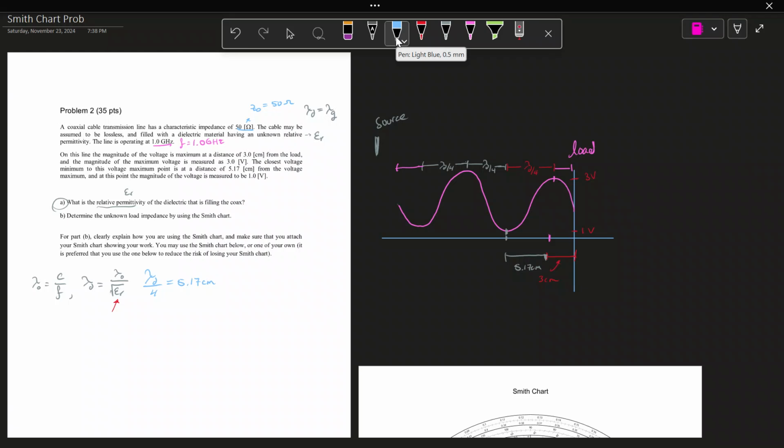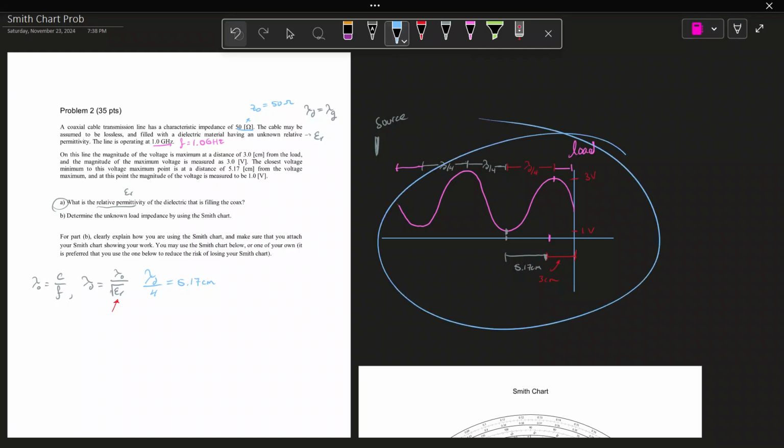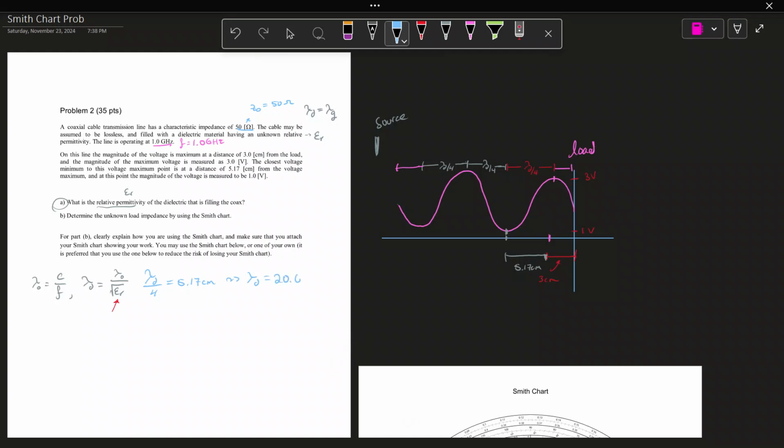You have to know right away, even if it tells you to not use the Smith chart, draw this out, because it will help you understand how the wave is acting, what the properties of this wave are, how far up it's going, how far down it's going in voltage, how far the wavelength is, and how that corresponds with frequency. Anyways, we know then that lambda d is equal to 4 times 5.17, which is 20.68 centimeters.